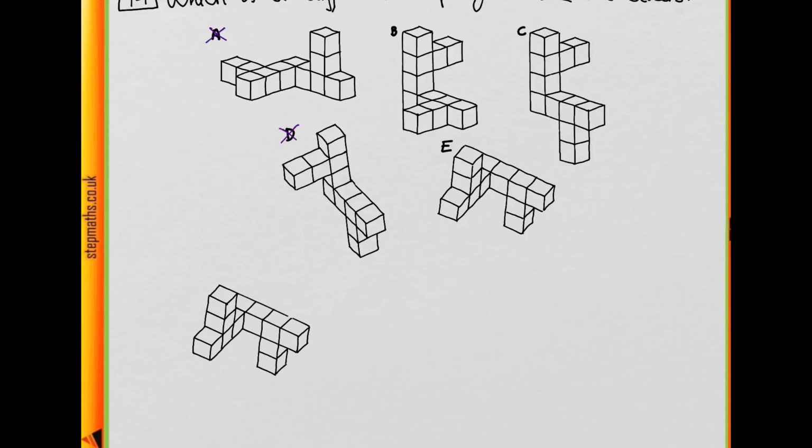We don't need to bother checking A or D because we've already ruled them out. And we've only got one option left. And so we can say now that B is ruled out because it's the same as E, so we can rule E out as well. And then we know that our answer must be C.